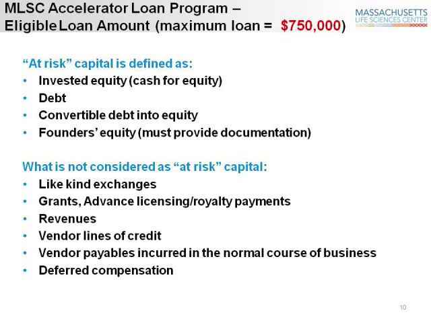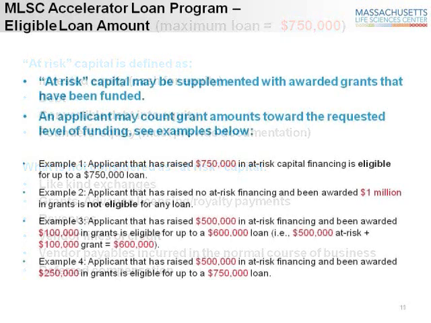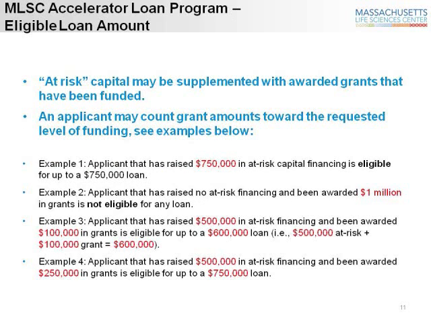And what is not considered as at-risk capital includes things like like-kind exchanges, grants, advanced licensing and royalty payments, any revenues that you've collected, any vendor lines of credit or vendor payables incurred in the normal course of business, and probably the most important item, which is not considered at risk, is deferred compensation.